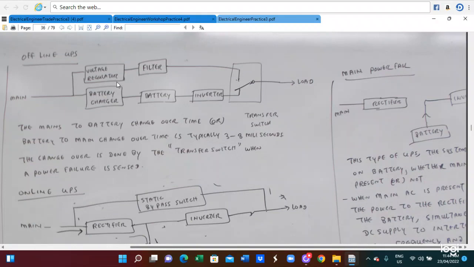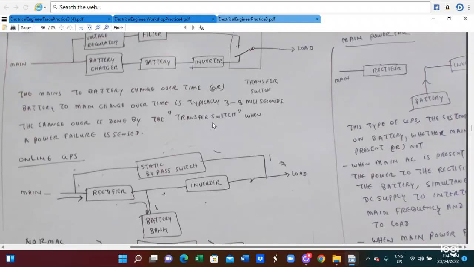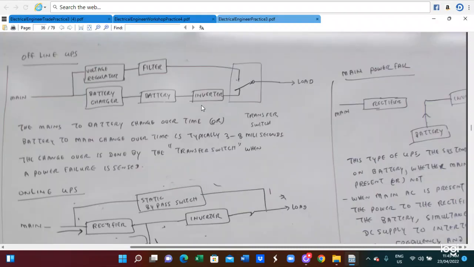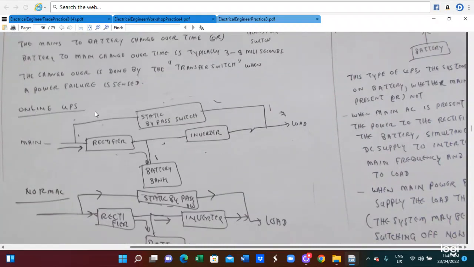This is the voltage regulator, filter, battery charger, and inverter system connected to the load. The main-to-battery changeover, or battery-to-main changeover time, is typically 3 to 8 milliseconds. During the test time, the changeover is not provided. This is also the transfer switch. When a load failure is sent, the transfer switch connects to the main power load. The online UPS system also has a static bypass switch.